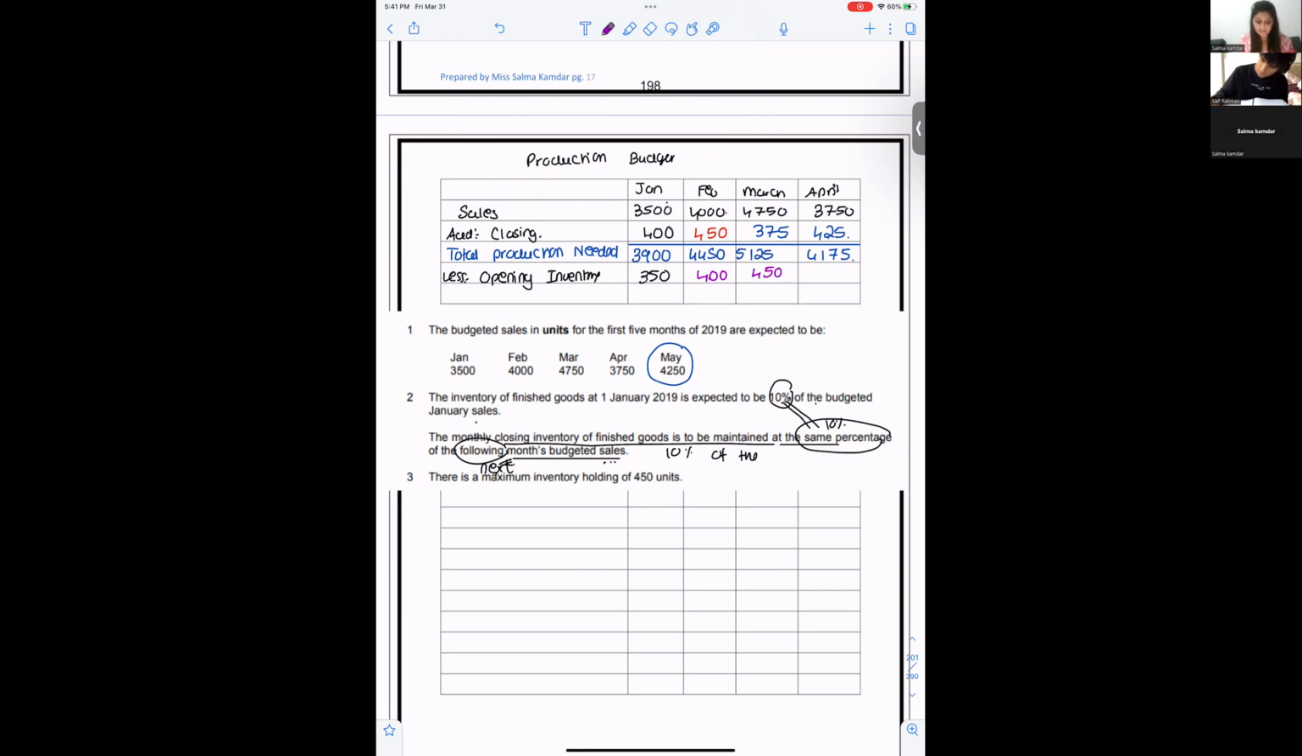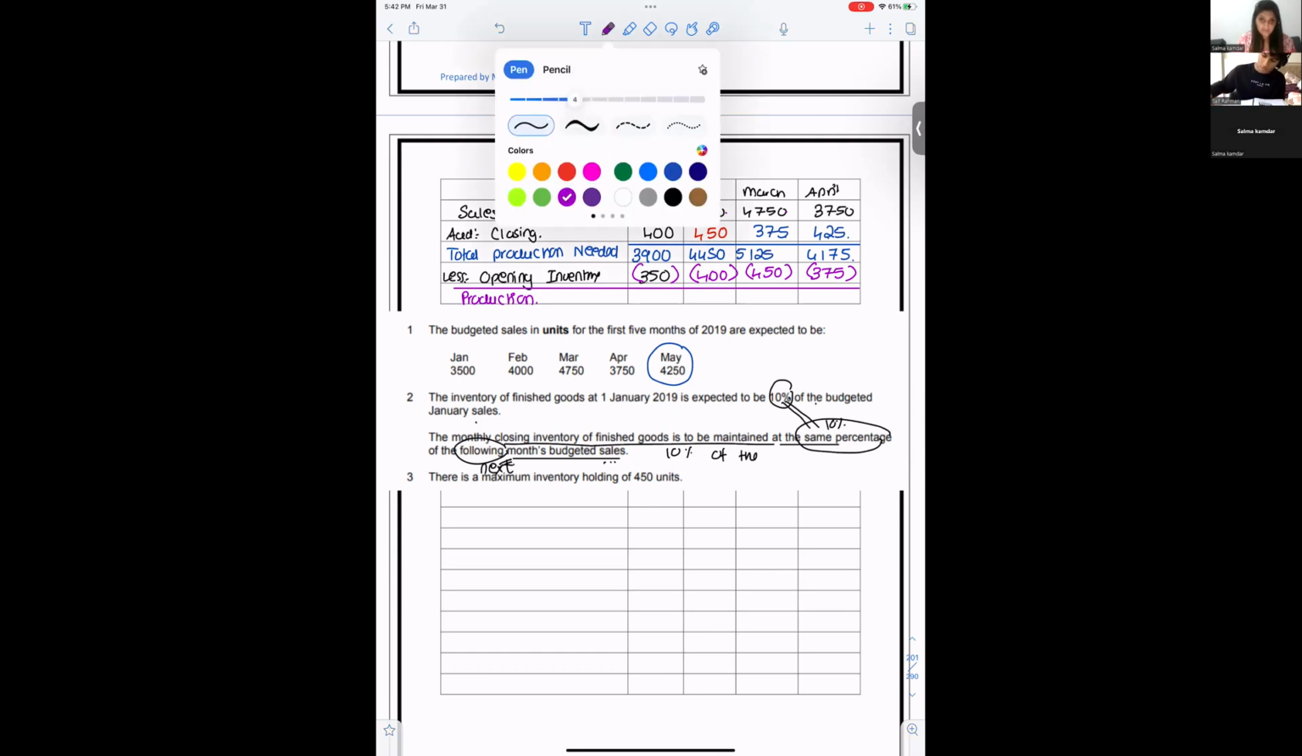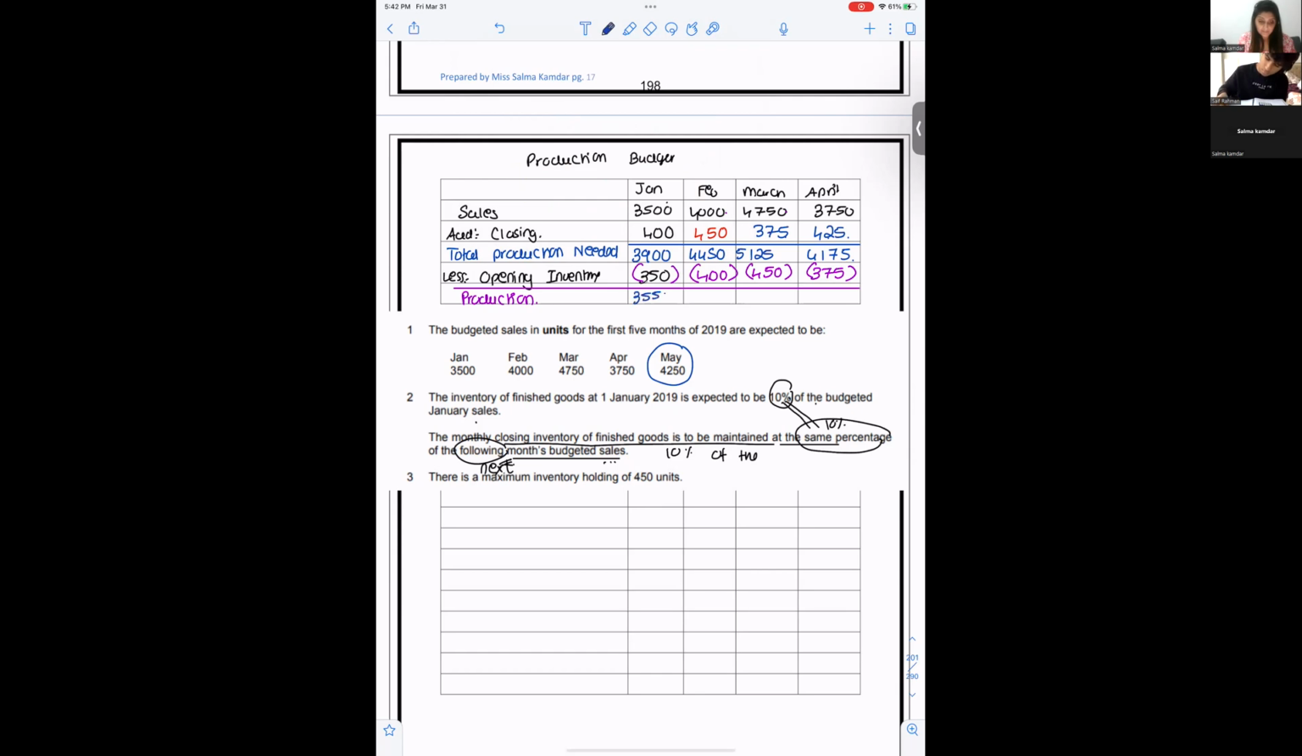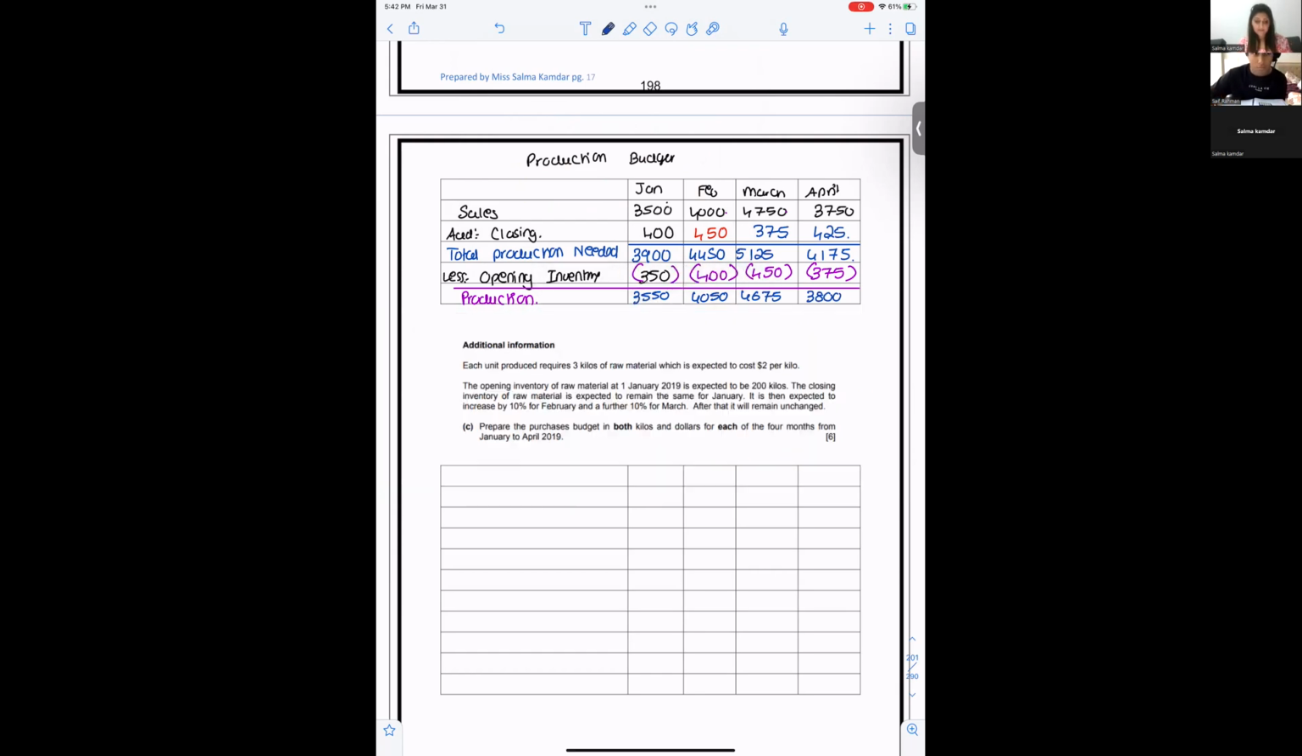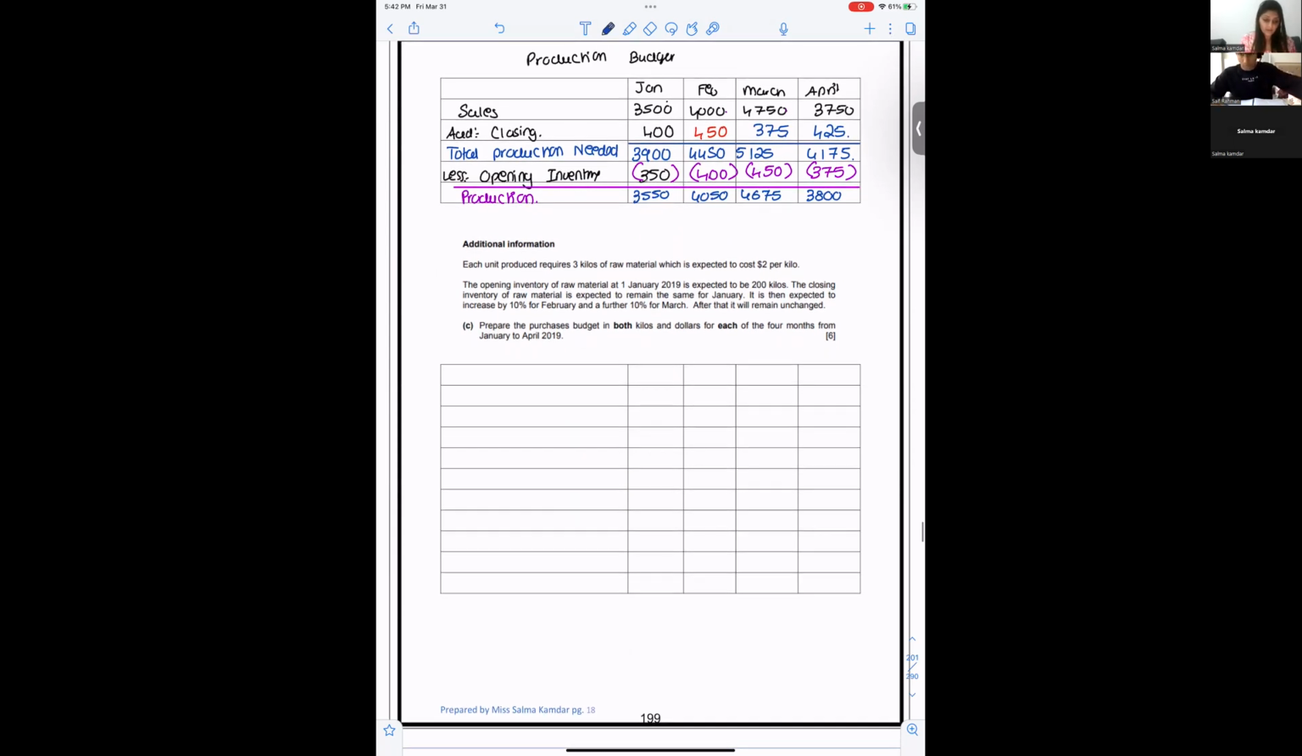It cannot be more than 450, right? Then you get your production: 3550, 4050. Now you make a purchase budget.